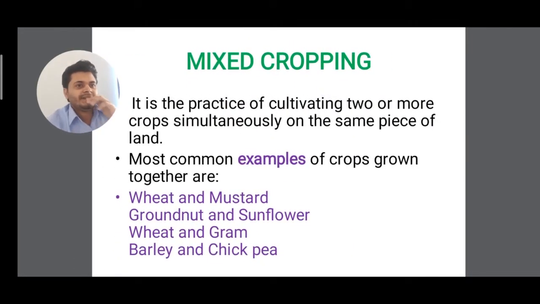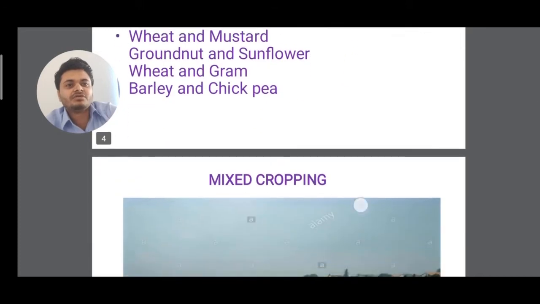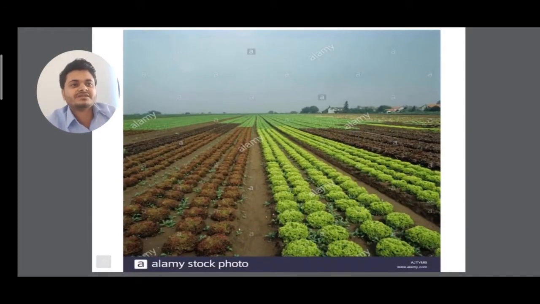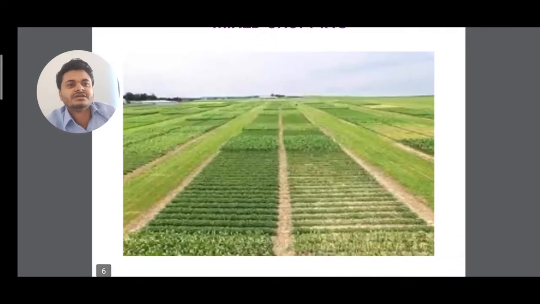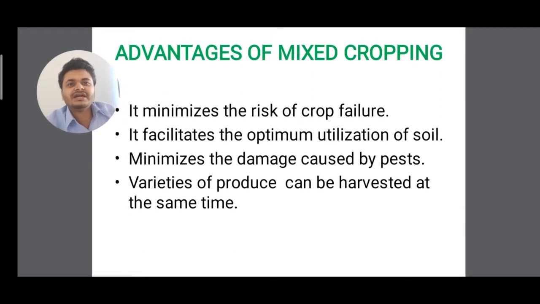So we'll see mixed cropping. I've given the examples and the definitions. You see here wheat and mustard, groundnut and sunflower, wheat and gram, barley and chickpea. These are mixed cropping. See how nicely the figure has been given. In mixed cropping there are no separate rows. The crops are mixed here and there. Clear? This is also the same thing. One by one the crops are planted, no separate rows, they're randomly done.